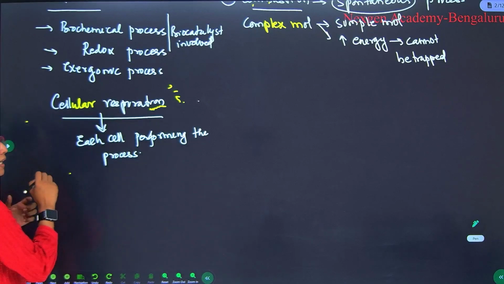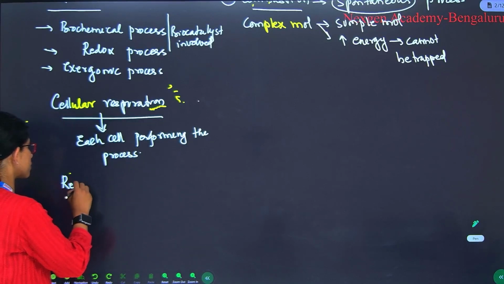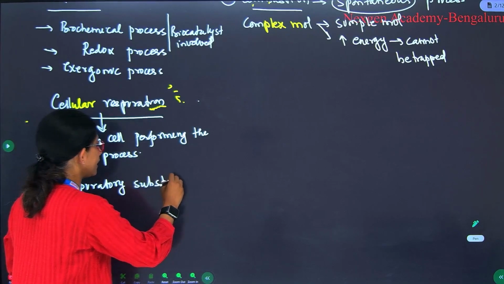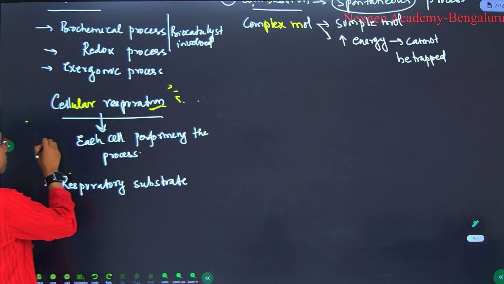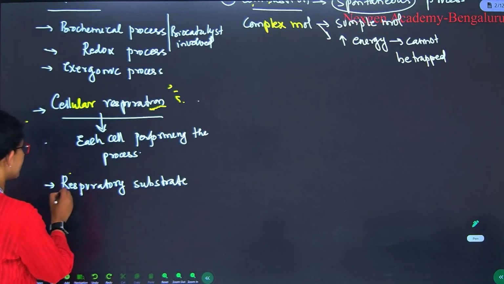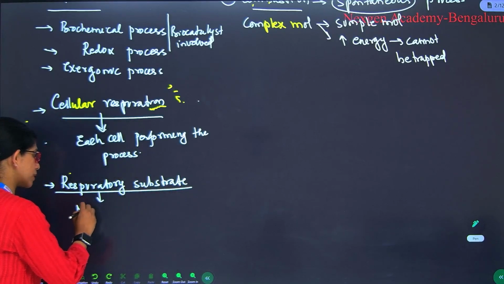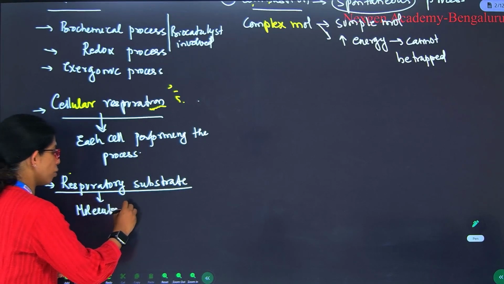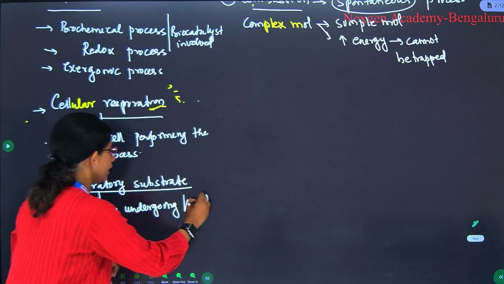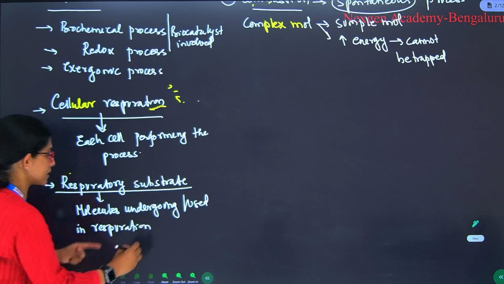Now, another term that will come in handy for this chapter is respiratory substrate. Another term that is highlighted in the textbook, and which is important from the exam point of view, is what we call respiratory substrate, right? So, the substrate or molecules that are undergoing respiration or used in the respiration process are known as respiratory substrate, right?